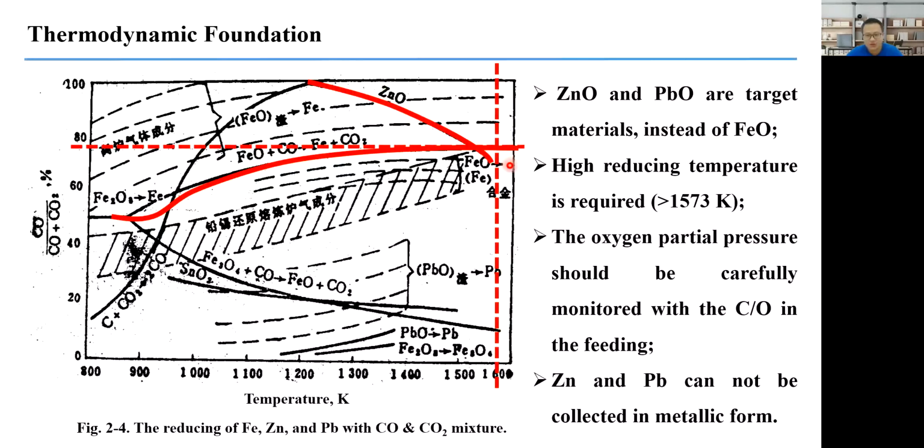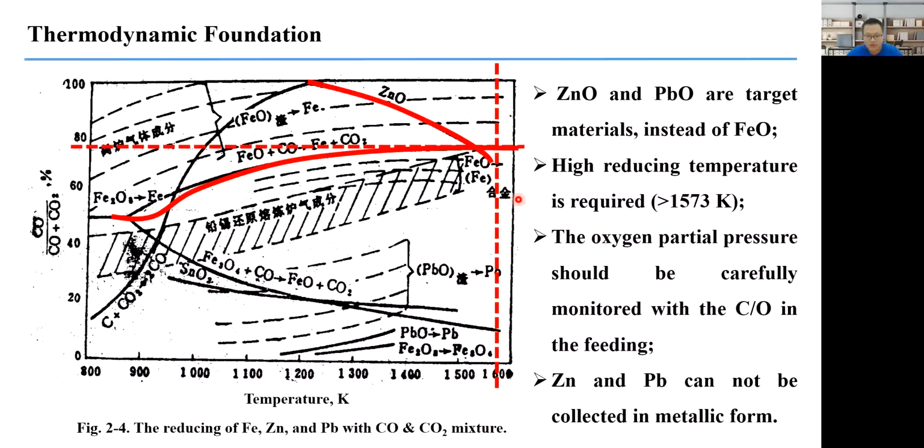So the conclusion is that zinc oxide and lead oxide are targets, and high temperature is needed. And oxygen partial pressure should be carefully monitored. And actually, in industry, we are using the carbon to oxygen ratio to monitor this parameter.